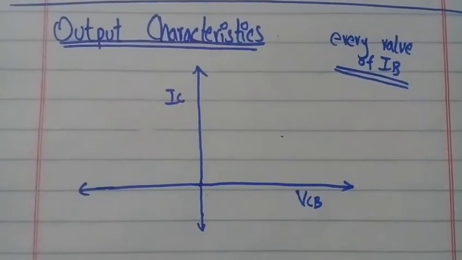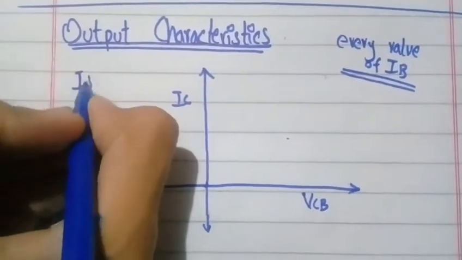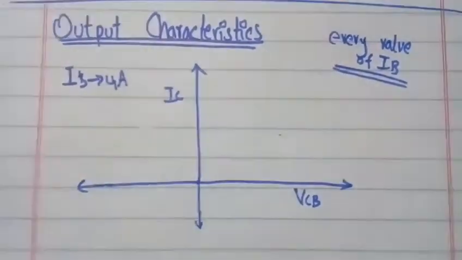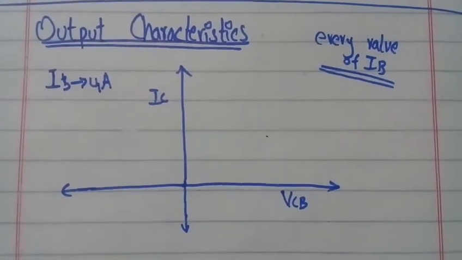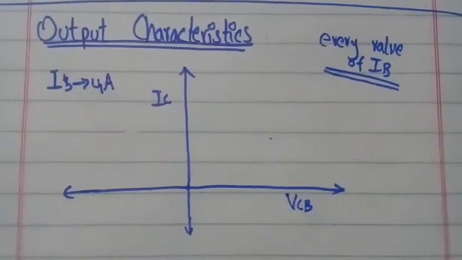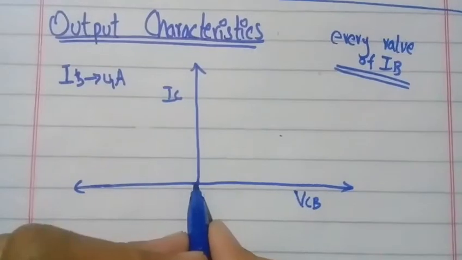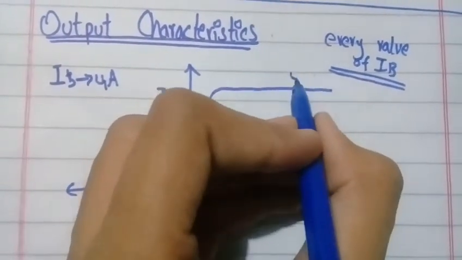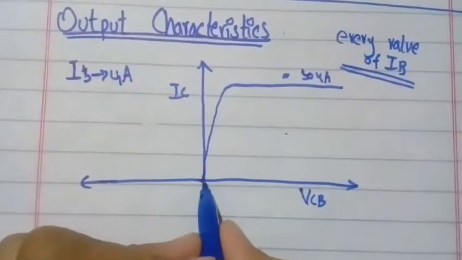As we know, the base current IB is in microamperes, which is a very small current, but IC and IE are in milliamperes. As VCB increases on the x-axis, the high open circuit will be taken. When VCB equals 0, a high amount of current IB flows, which is approximately 50 microamperes. Let's suppose it is 50 microamperes.